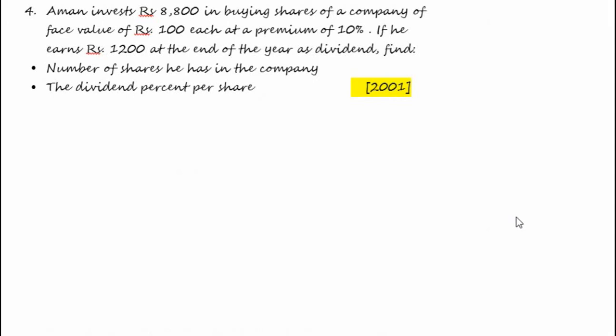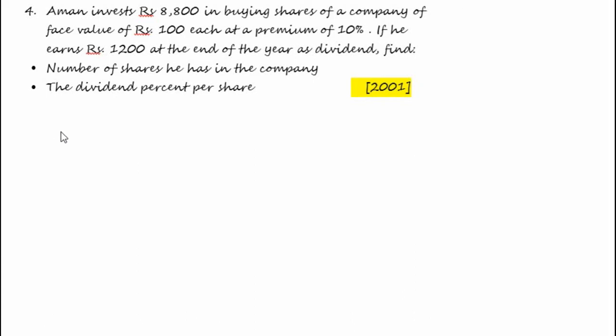A man invests rupees 8,800 in buying shares of a company of face value of rupees 100 each at a premium of 10%. If he earns rupees 1,200 at the end of the year as dividend, find 1. The number of shares he has in the company, 2. The dividend percentage per share.